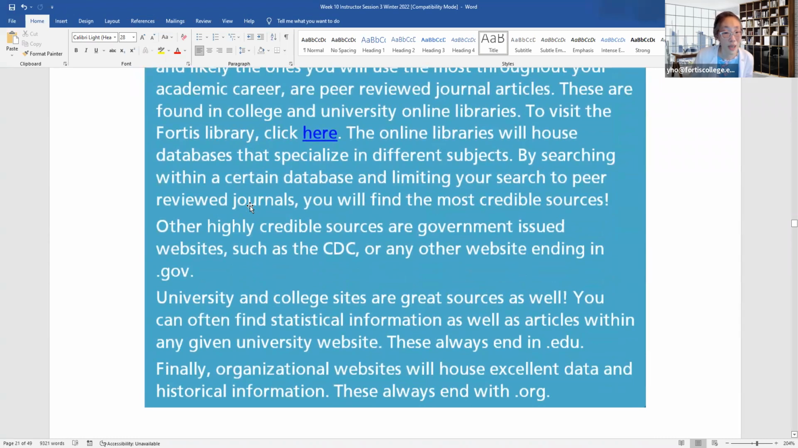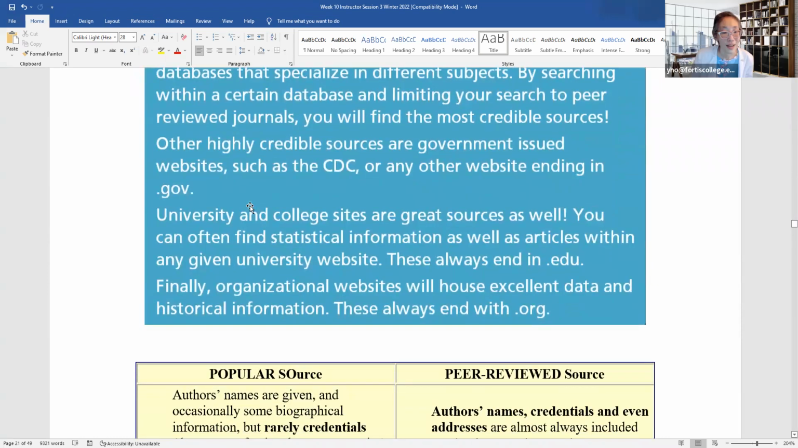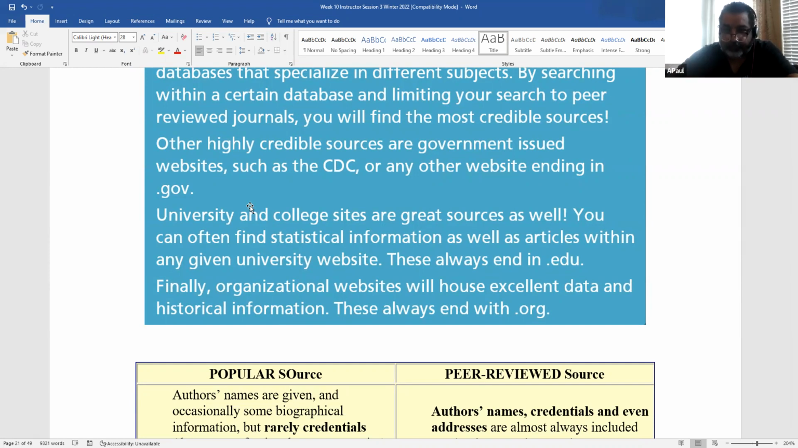Those are all those databases. Have you gone to the Fortis library? Yes, I have. How do you like it? A lot of information there. Sometimes if you're trying to find a singular thing about something, there's so much to go through to find information on just one item. So you have to be really focused on exactly what you're looking for.